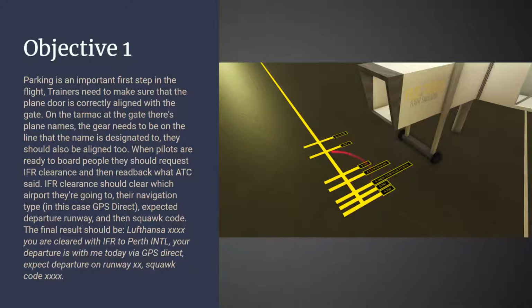Once they do so, they will need to file a flight plan, and that flight plan is just a basic overview of their flight. Trainers will give the trainee the format for the flight plan, and we use the same format as ATC 24. Once the trainee files a flight plan, they will need to request IFR, which is basically a basic overview of your flight. And when you do so, ATC will give you GPS direct, the runway you're departing from, and your squawk code.